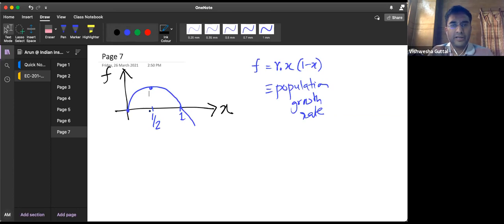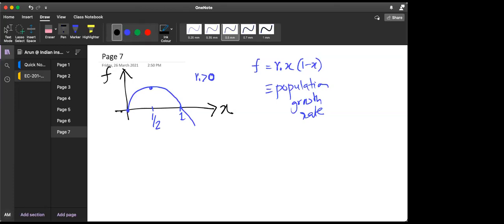Okay, let's move on now. I have plotted this for R0 greater than 0. So how do we find equilibrium from such a graph? Equilibrium corresponds to f of x equal to 0, right? So what are the points on this graph where f is becoming 0? It's actually 0 and 1, right?